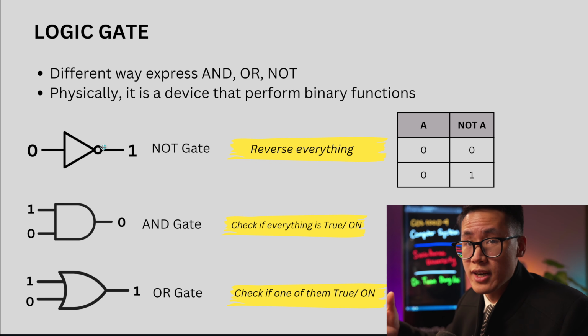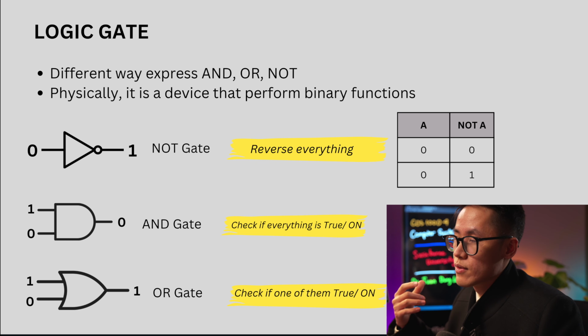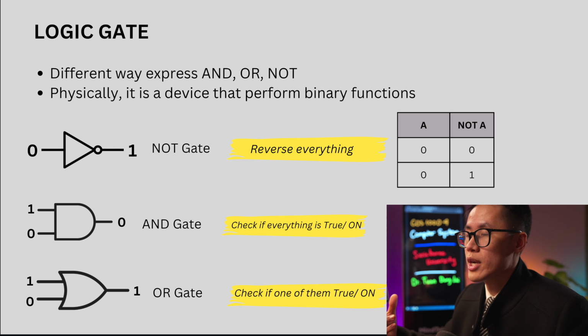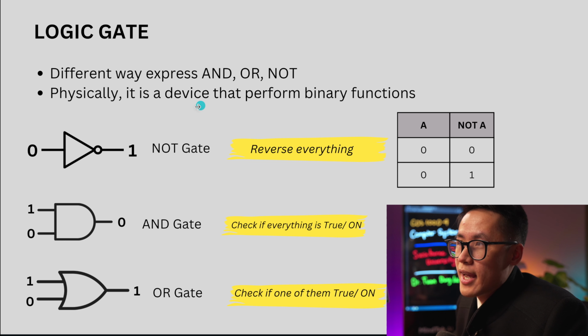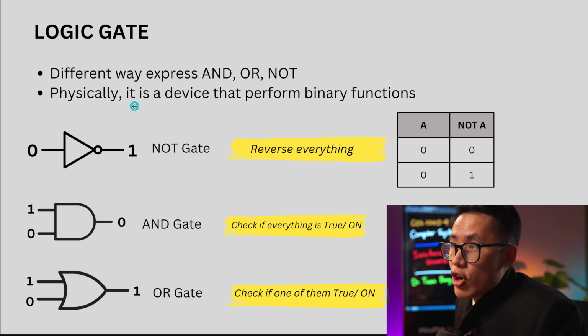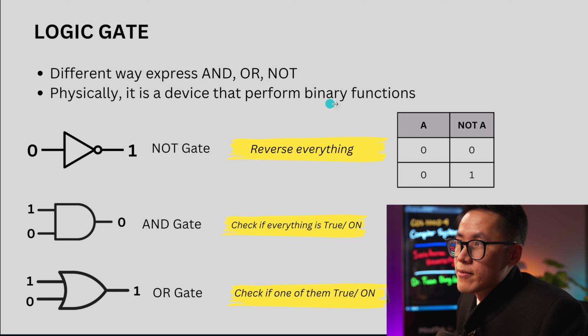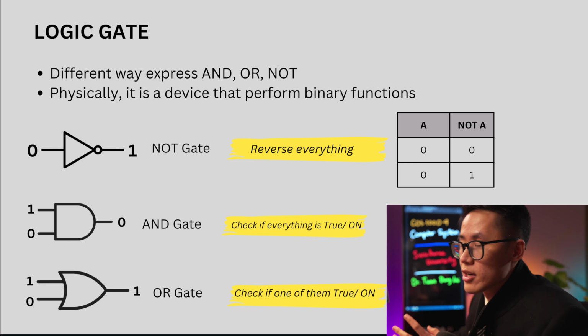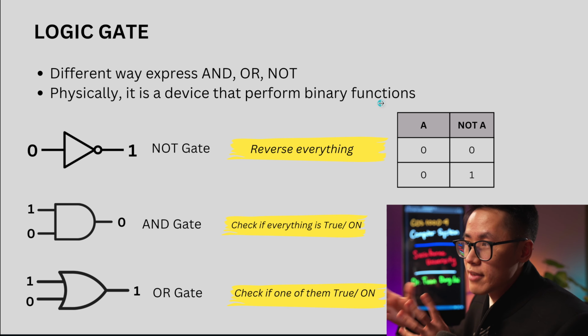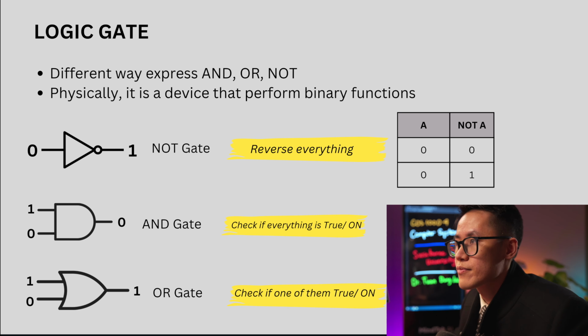When we do digital design, for example in this unit, we do it in Logisim, which is the software that we are using. We do everything in logic gates. These are called the logic gates. Logic gates are basically a different way to express AND, OR, NOT logic. Physically, a logic gate is a device that performs a binary function. It's an actual device that can perform the binary function. What is a binary function? It's a function between binary numbers.